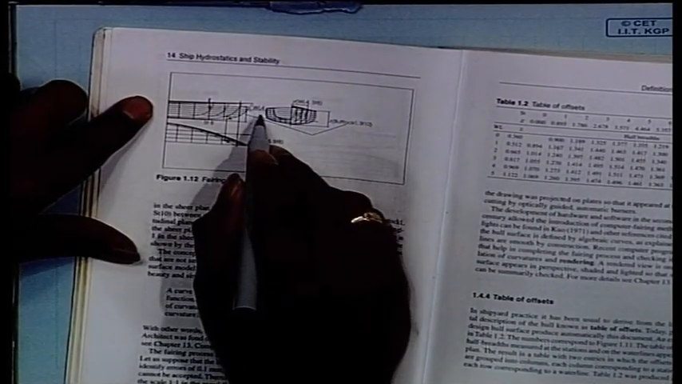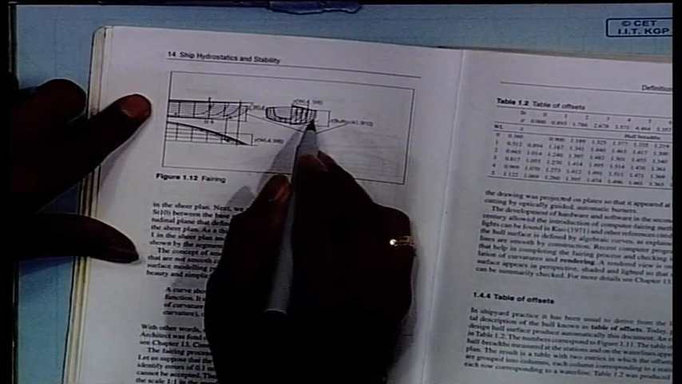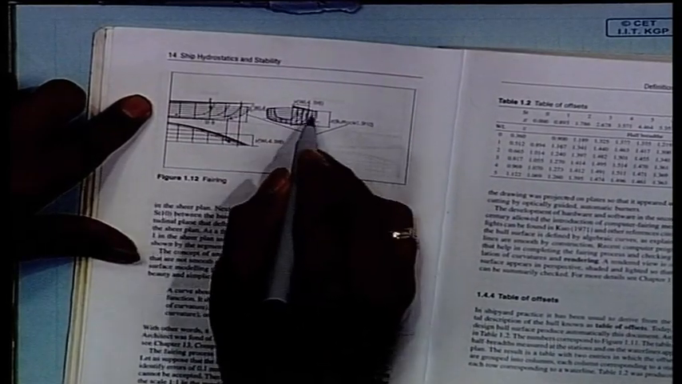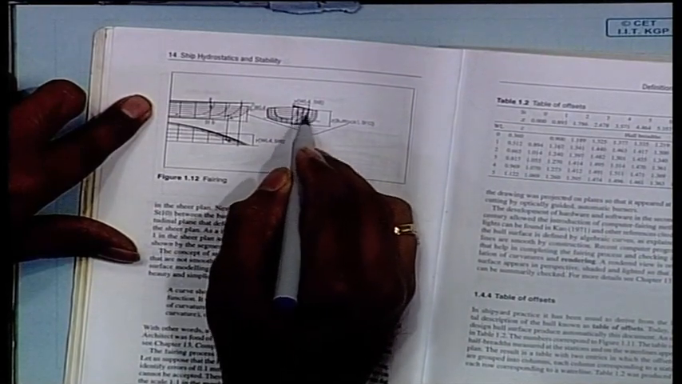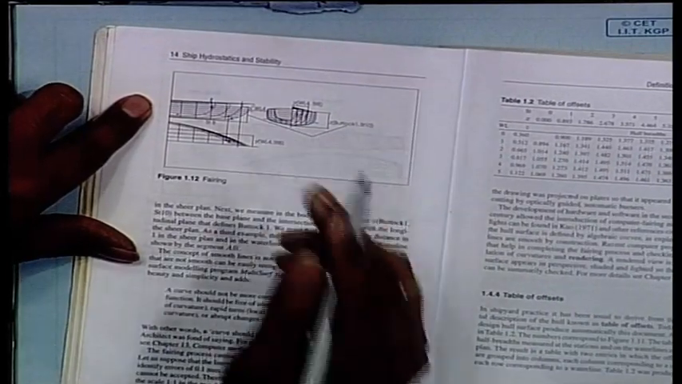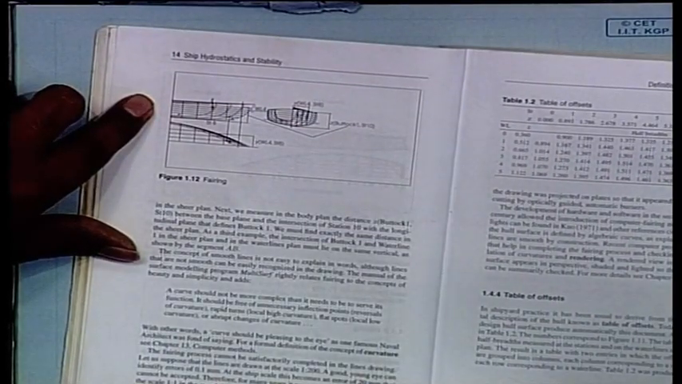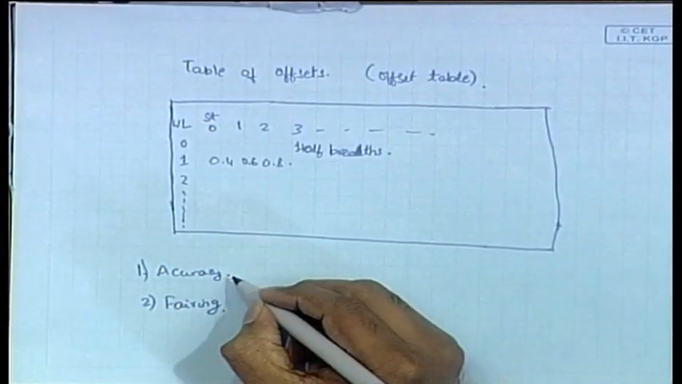So, if it is the same waterline, it means it should be on the same straight line. Waterlines are one straight line, right. So this waterline 4 should match with the waterline 4 here, and the intersection of station 8 and the waterline 4 should match there also, on that straight line. This is the basic concept of what we call accuracy in this drawing.